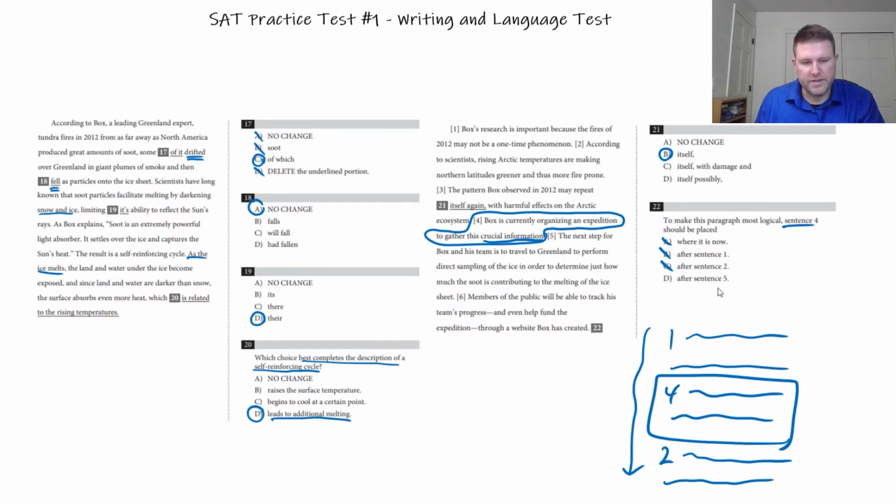Let's look at why it's D after sentence 5. The next step for Box and his team is to travel to Greenland, okay, think expedition, to perform direct sampling of the ice in order to determine just how much of the soot is contributing to the melting of the sheet. Box is currently organizing an expedition to gather that crucial information. So that's why D works perfectly.